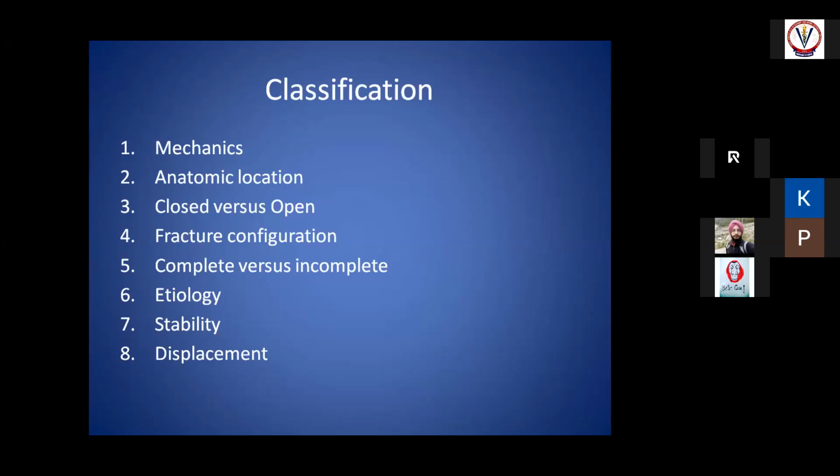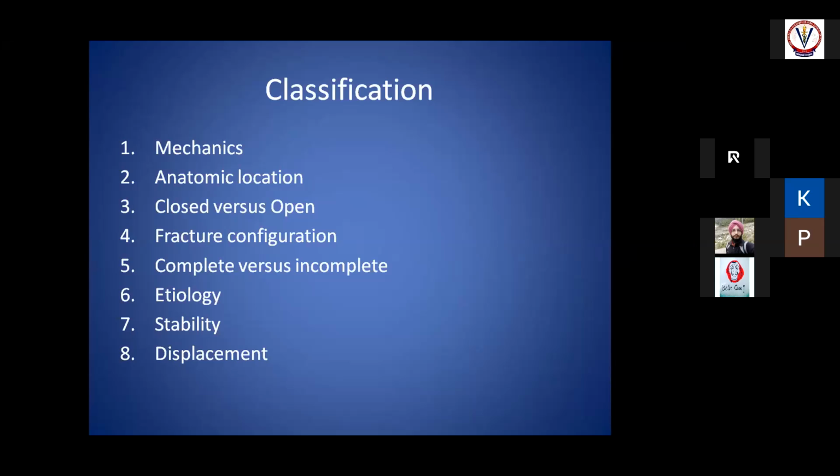We usually classify according to 8 different categories, like biomechanics, as we have discussed, what type of force must have created a particular type of fracture. Now you can classify a fracture based upon the anatomic location where the bone got fractured. That is again another type of classification. You can classify the fracture based on whether it is a closed fracture or an open fracture.